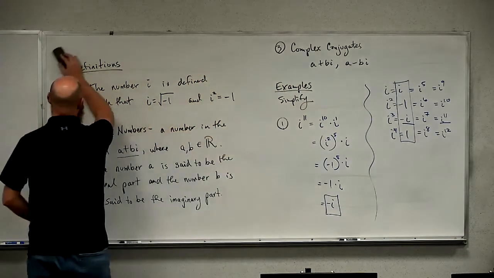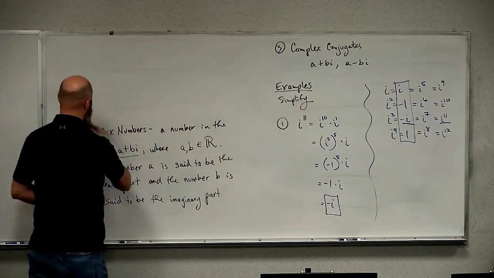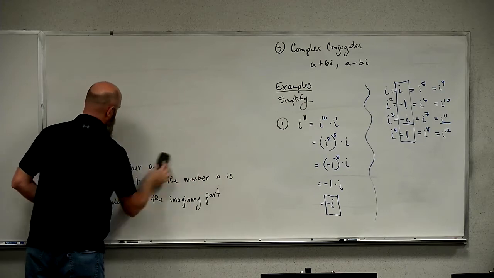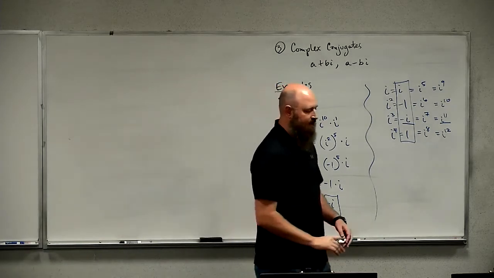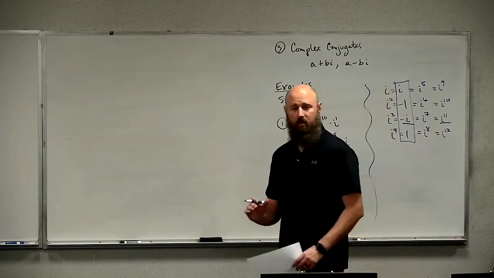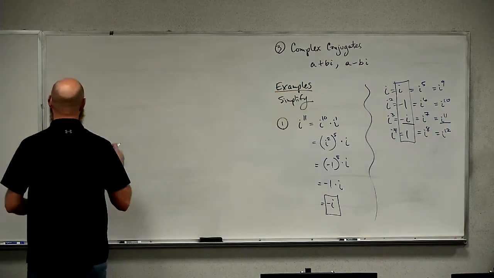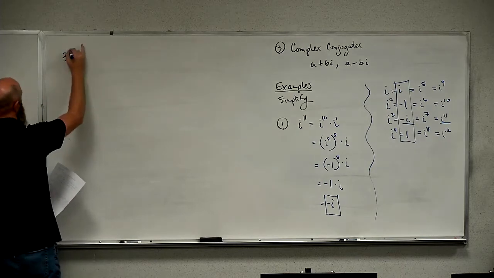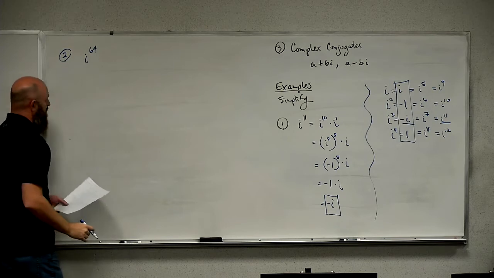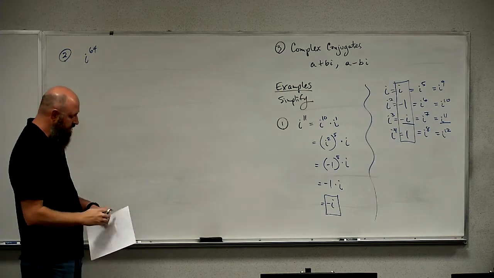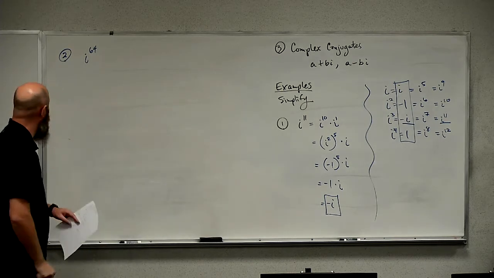Okay, so let's look at a couple more of those examples and see how we can work through that and reduce those. And as I'm writing that, getting my paper and writing that down, your goal here is to not have powers on i is why we're doing this. So i to the 64th power.